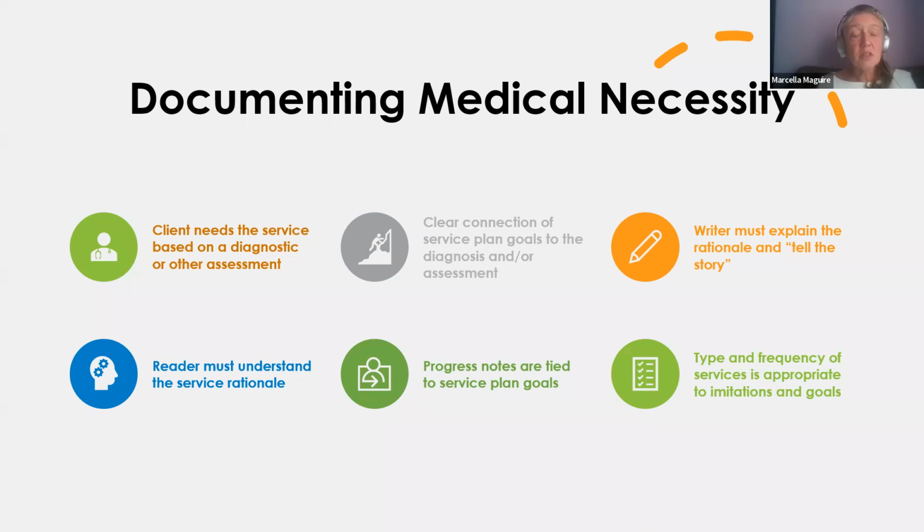The writer of the progress note must explain the rationale, tell the story, why these services are necessary in order for a person to improve their health. A reader, somebody who doesn't know the person, doesn't know your agency, doesn't know the service, must be able to read that note and say, oh, I can see the link. I can see the golden thread between what's in the service plan, between this individual's goals, and what was done that day with them. The progress notes are tied to the service plan goals, kind of the same thing. And the type and frequency of services are appropriate to the goals.